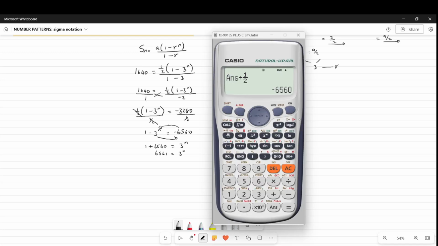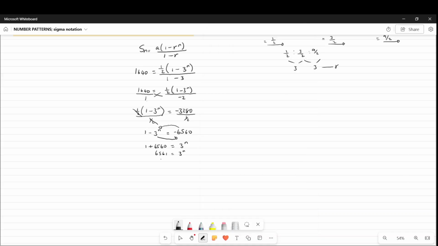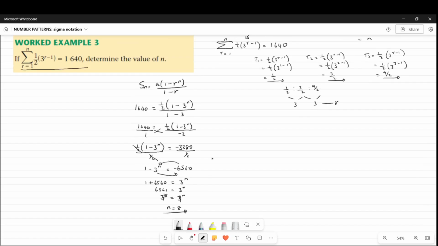Now we can change this in terms of 3. Type 6561, press equal, and then press shift fact. Now this is going to turn to 3 to the power of 8 is equal to 3 to the power of n. Now that and that are going to cancel out. So n will be equal to 8, and that will be our final answer.